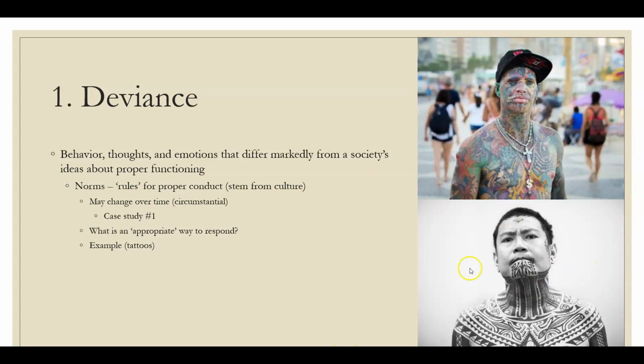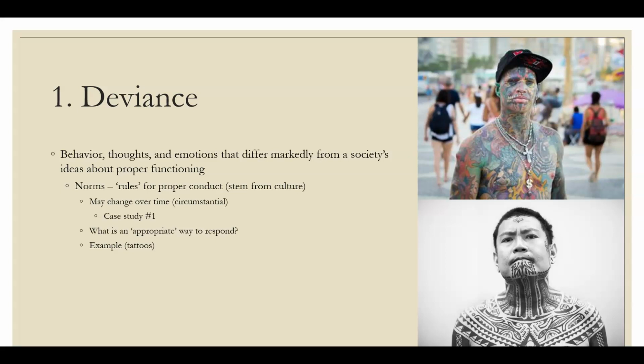Whereas the man on the bottom, he has a lot of tattoos. They're very tribal. He's from the Maori population in New Zealand. So in that cultural climate and his tradition, these tattoos are seen as a norm. So it's not an act of deviance to have those tattoos from head to toe. And I'm just using tattoos as an example because it's one of those controversial topics we talk about. But you'll see that norms, those rules for proper conduct, can change from culture to culture. And they may change over time.